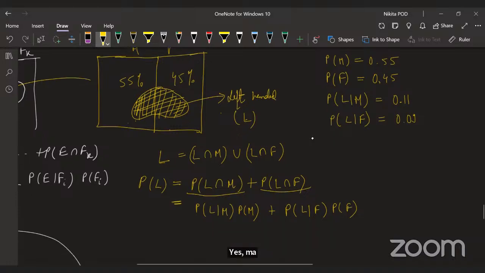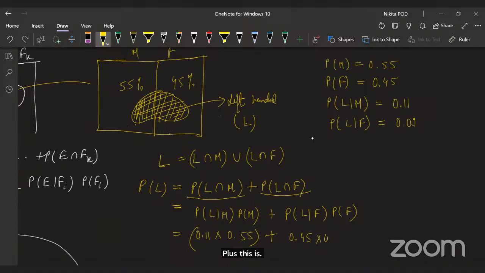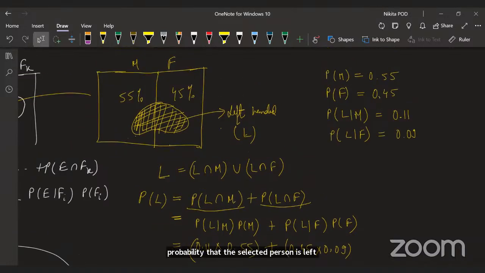Now you have to find the probability that the person is left-handed. So L given M is 0.11 times 0.55, plus 0.45 times 0.09, right? And this will give you the probability that the selected person is left-handed. So this is the probability of this event L.